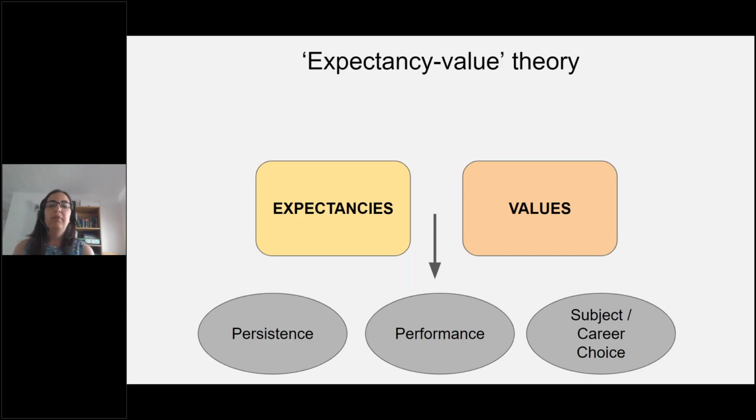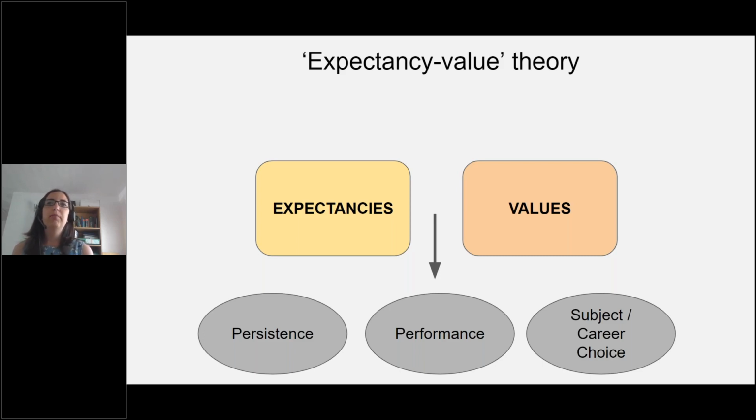So expectancies are really how well you believe you will do in a particular subject or a future career. And values are quite complicated. There's quite a few things involved. Some of the things are how important you think it is to do well in that task, and that can be how important you think it is for your future career, or how important your parents think it is because they want you to do a particular career, and so on.